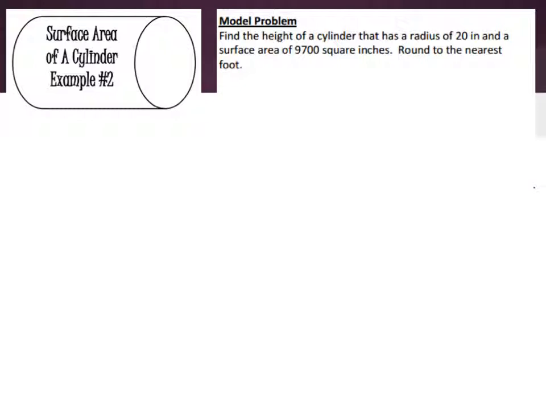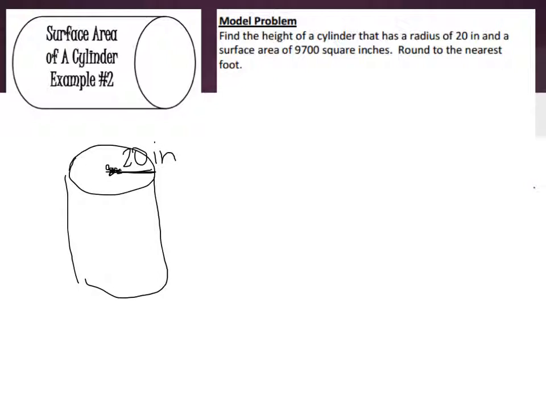The problem says find the height of a cylinder that has a radius of 20 and a surface area of 9,700 square inches, round to the nearest foot. I'm going to draw a picture of my cylinder. Our cylinder has a radius from the center to the side of 20 inches. We don't know the height. It says find the height, but it tells us that the surface area is equal to 9,700 square inches, and we want to round to the nearest foot.